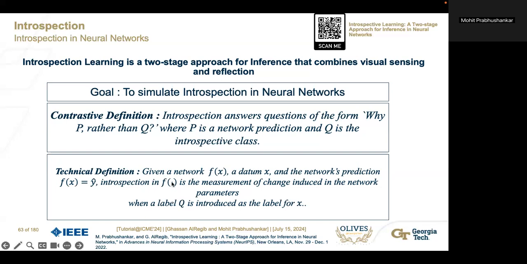So the technical definition of introspection is, given a network F and some data point X, introspection is the measurement of change within the parameters that is required in order to move to the next class. So given this kind of a Q class, there is some change that needs to happen within the network, and that is what you're reflecting. That is the introspection. The magnitude of that change within the network is the network introspecting and telling itself that, oh, if this is not a spoonbill, then it has to be a flamingo. And this is the change that I need to do within myself. My parameters have to change in order to make this new contrastive decision, that it's a Q, that it's a flamingo, rather than a spoonbill.